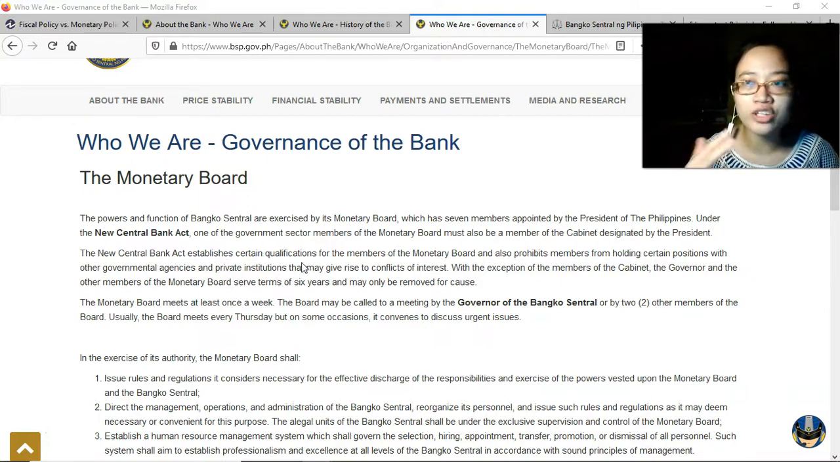So in a way, there are qualifications, and they should be experts with regards to finance and the economy, right? Economic management. And it also prohibits members from holding certain positions with other governmental agencies, in a way to ensure their independence and to do away with self-interest conflicts, right? And private institutions that may give rise to conflicts of interest. With the exception of the members of the cabinet, the governor and the other members of the monetary board serve terms of 6 years and may only be removed for cause.